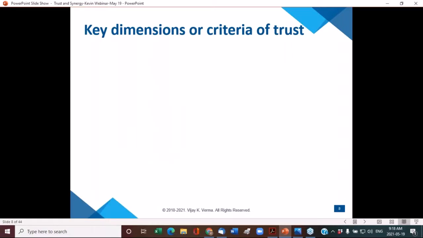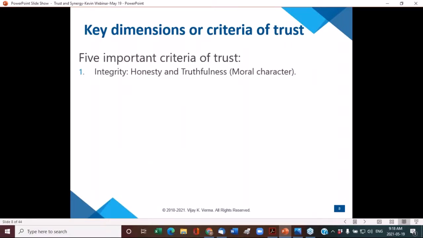These are the key dimensions or criteria of trust. Five important criteria of trust. The biggest one is integrity, which is honesty and truthfulness, and that's a part of your moral character. Actually, I will go through the other dimensions as well. This is the most important thing: people you trust have to have integrity. Competence: they have to have the technical and interpersonal knowledge and skills.